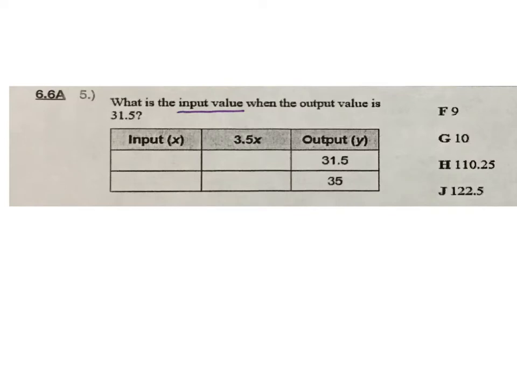Number 5, what is the input value when the output value is 31.5? You can use the table there to help you. You need to fill it out for some help. Is it F, G, H, or J?